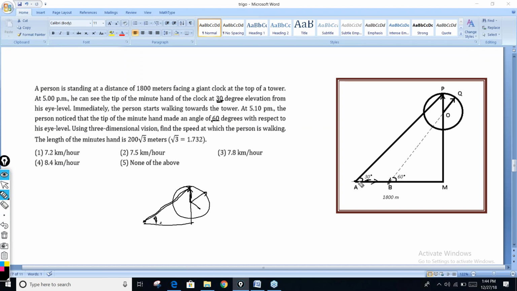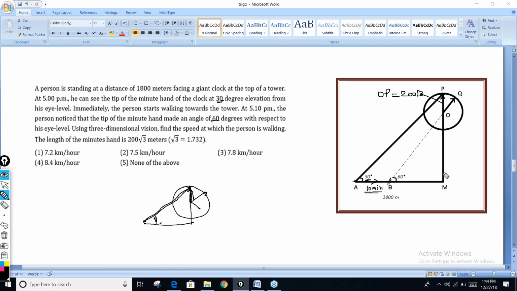So basically we need to find out the distance, because once we find the distance, we know he has traveled this distance in how much time? In 10-minute time he has traveled this distance. So we'll find the speed also. The length of the minute hand is 200 root 3. This length, OP, the length of the minute hand, is 200 root 3.